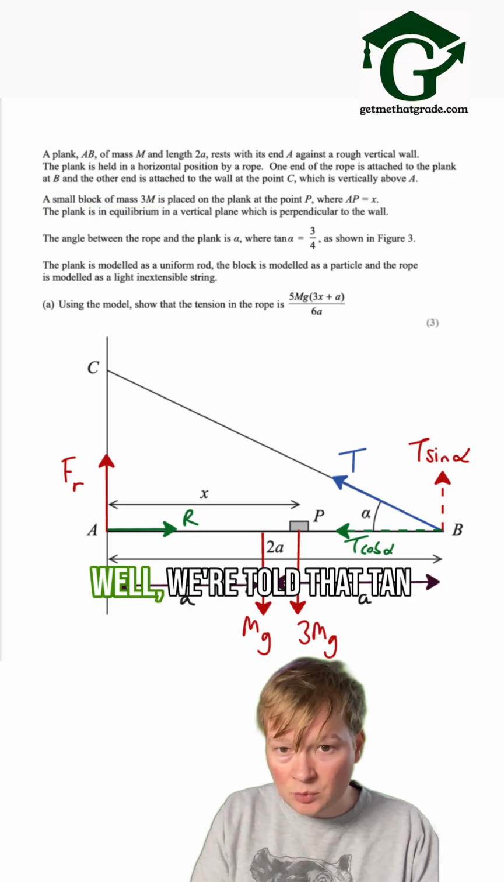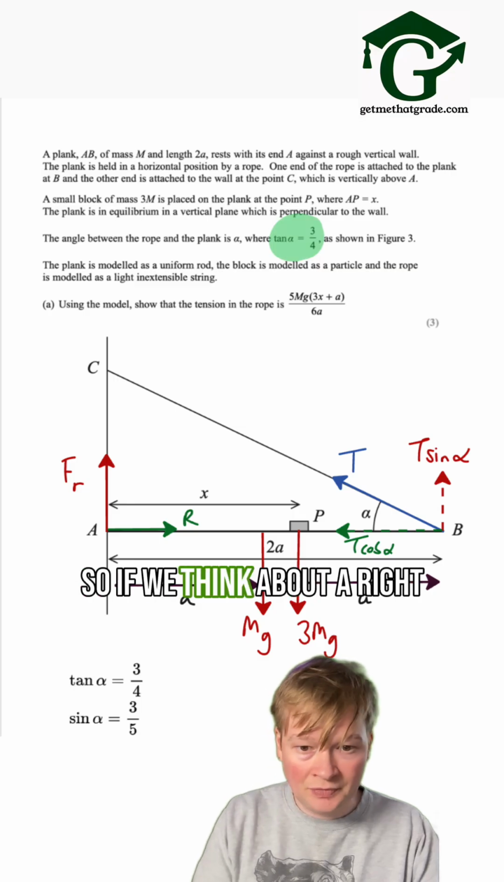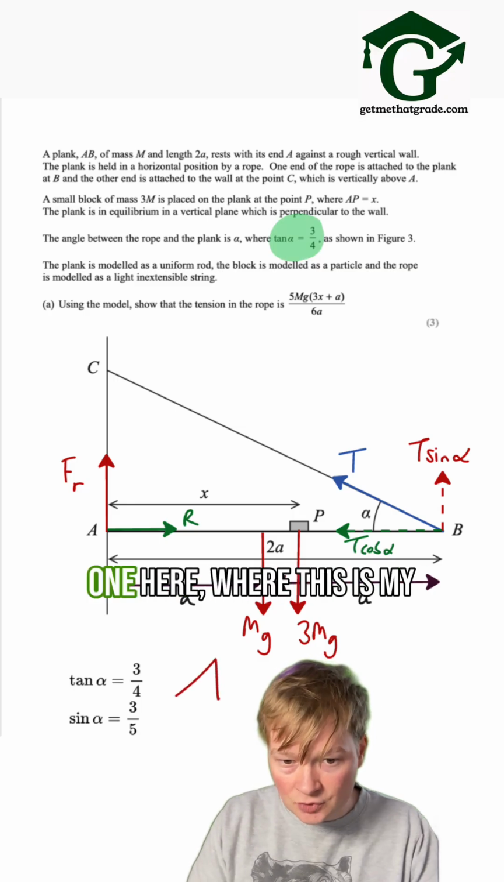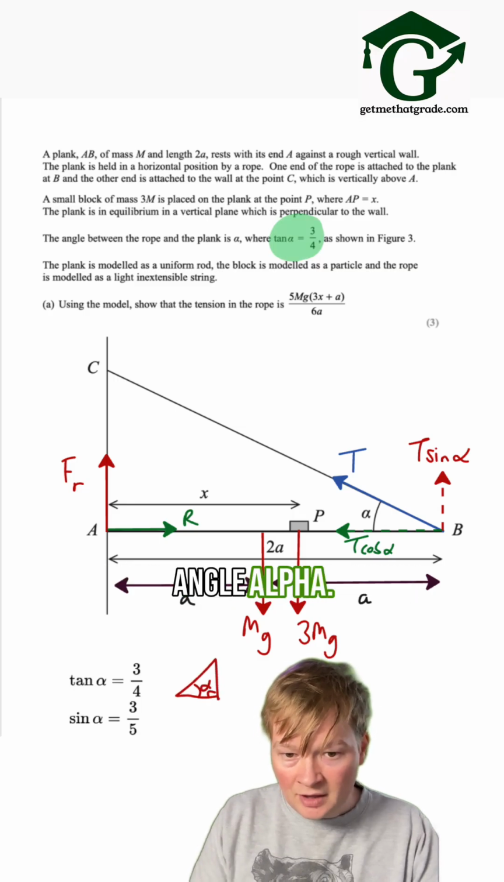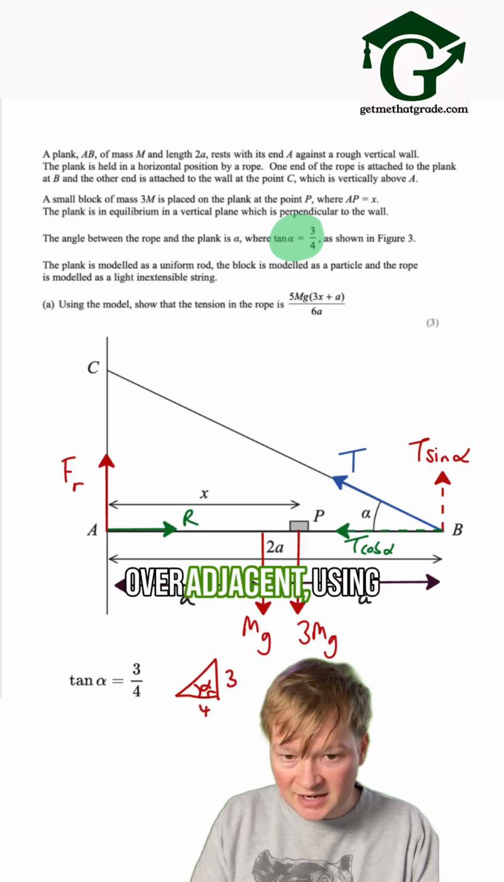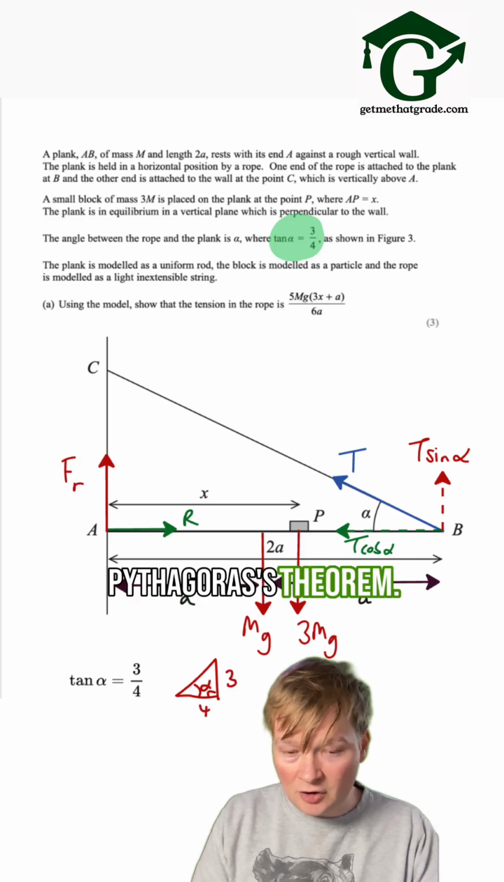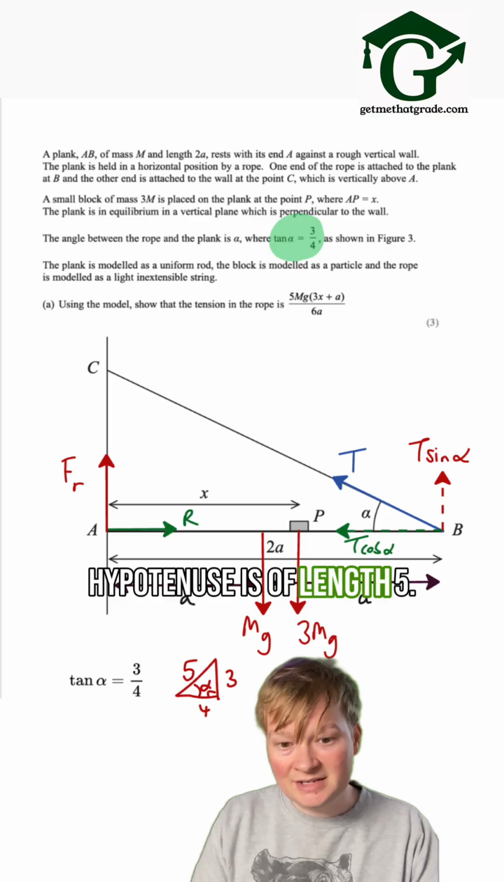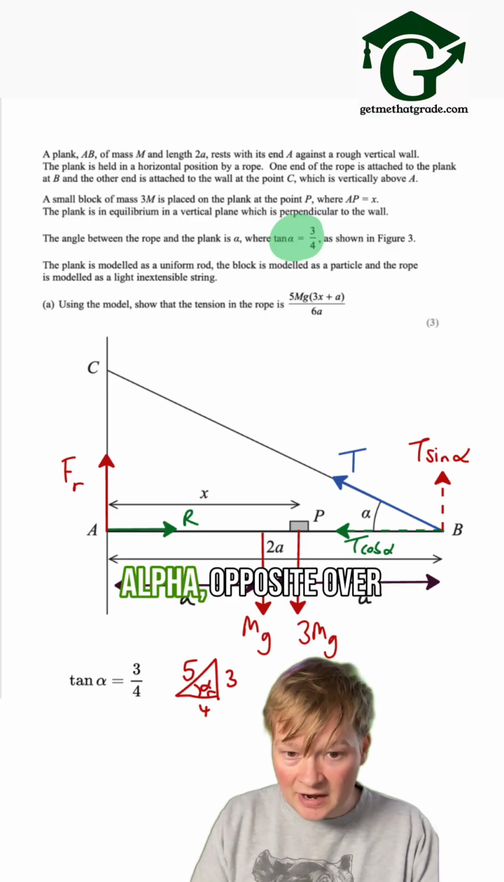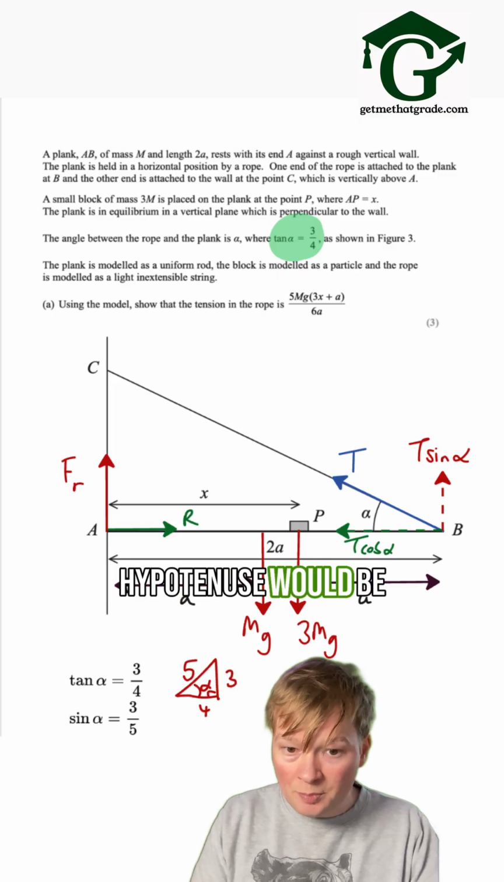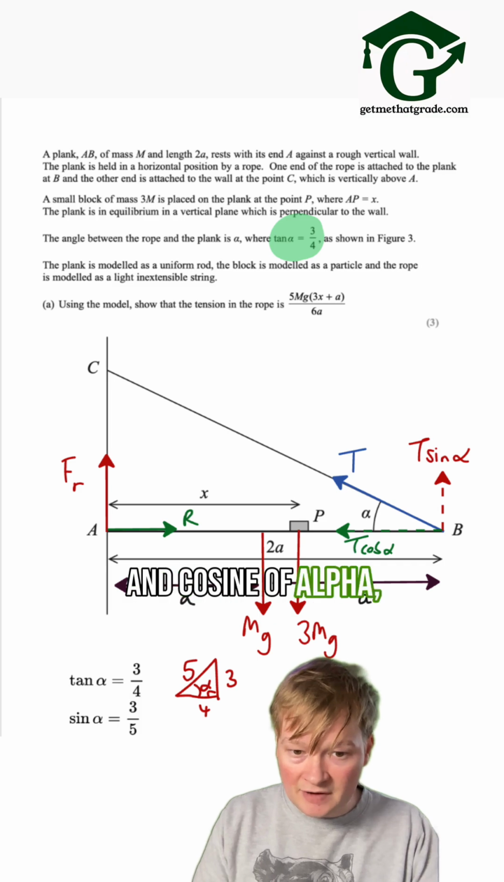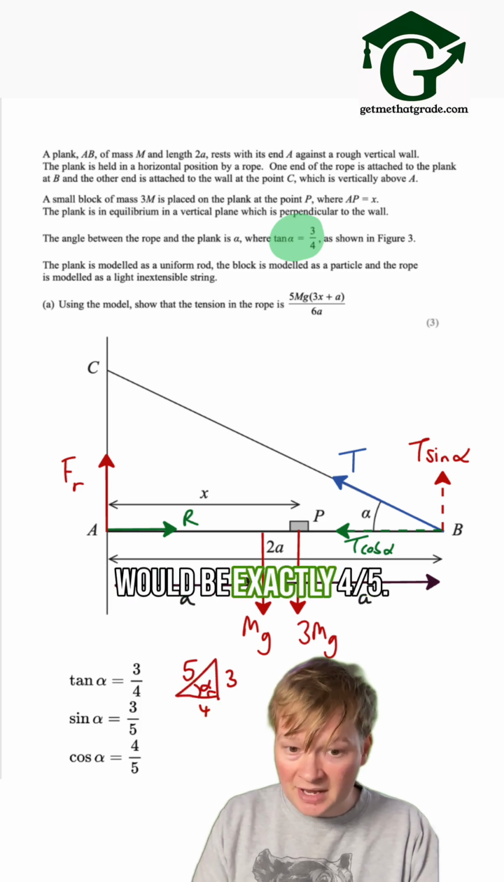Finally, what else have we got? Well, we're told that tan alpha is 3/4. So if we think about a right angle triangle, let's draw one here, where this is my angle alpha. Remember, tan is opposite over adjacent. Using Pythagoras' theorem, you might know that this hypotenuse is of length 5. So that means that sine of alpha, opposite over hypotenuse, would be exactly 3/5. And cosine of alpha, adjacent over hypotenuse, would be exactly 4/5.